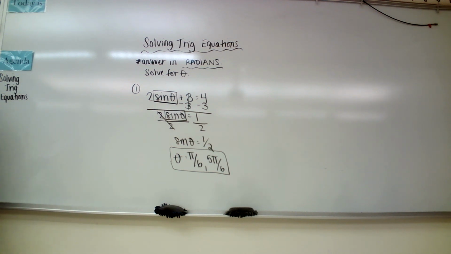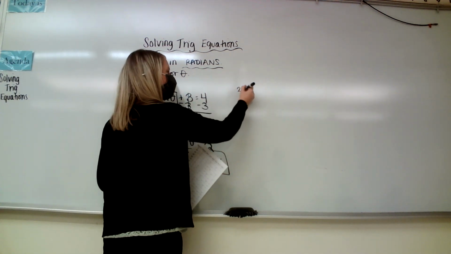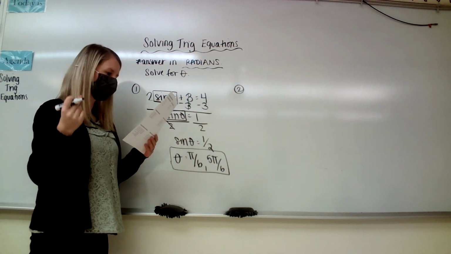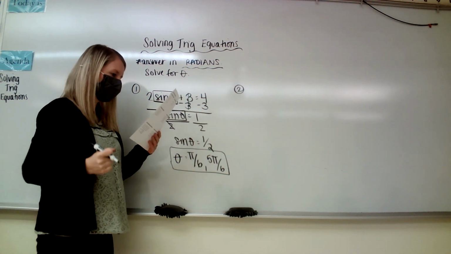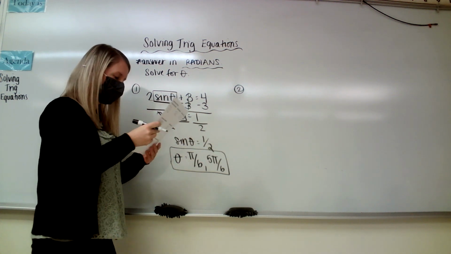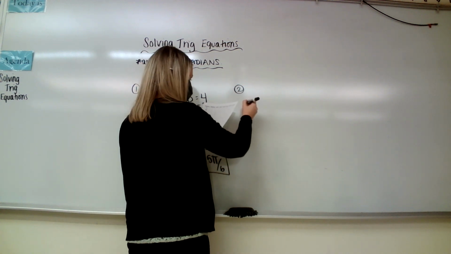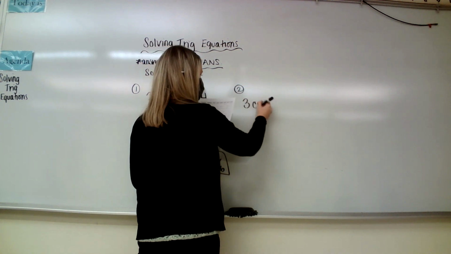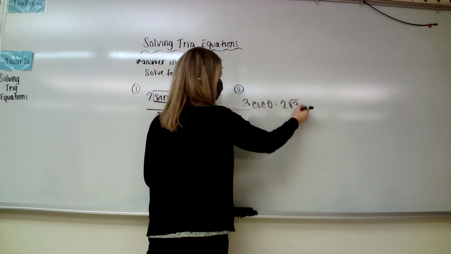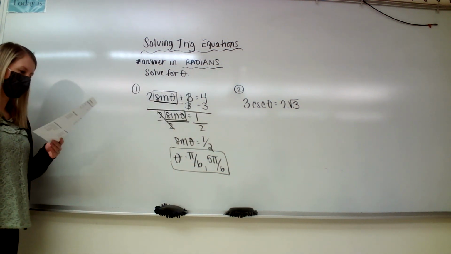All right, let's try 2 more and then I'm gonna have you guys try some wrap-up problems. Sorry, I'm trying to make these as not terrible as possible. Let's do 3 cosecant theta equals 2 root 3. Yeah, that one shouldn't be bad.